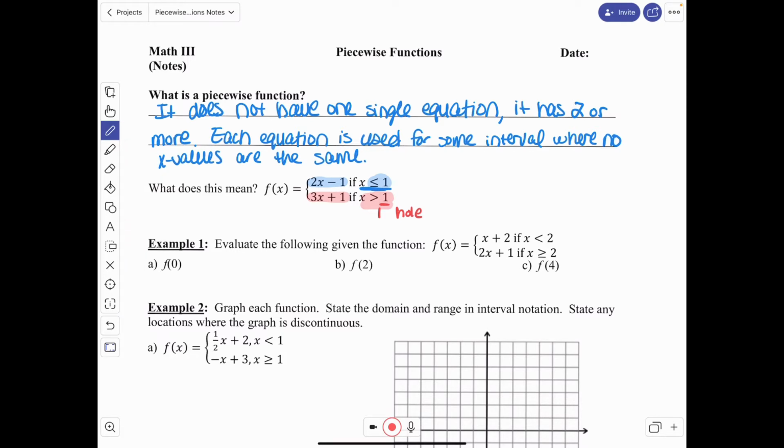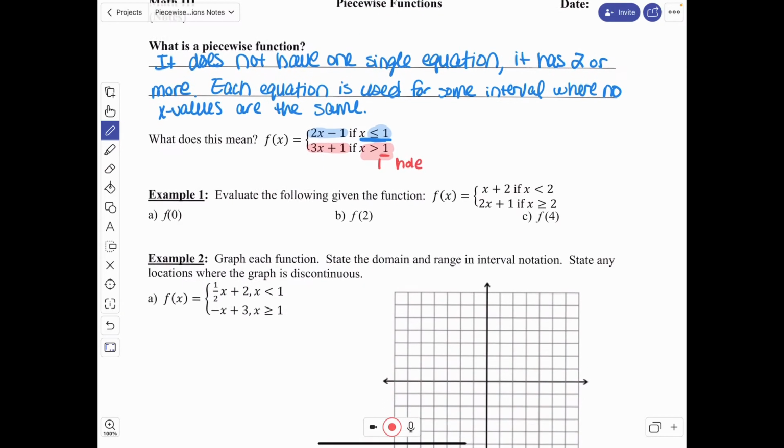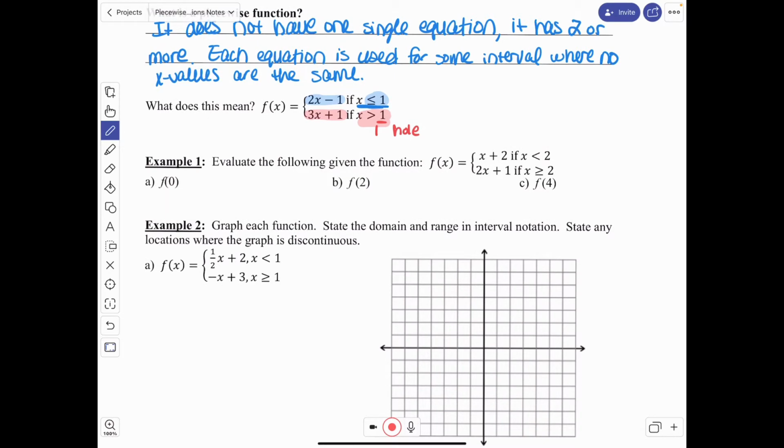Okay. So for our first example here, evaluate the following function, f of x. We do x plus 2 if x is less than 2. So if it's less than 2, you plug the number in to this function. If the number is 2 or bigger, we plug the number in to this function.